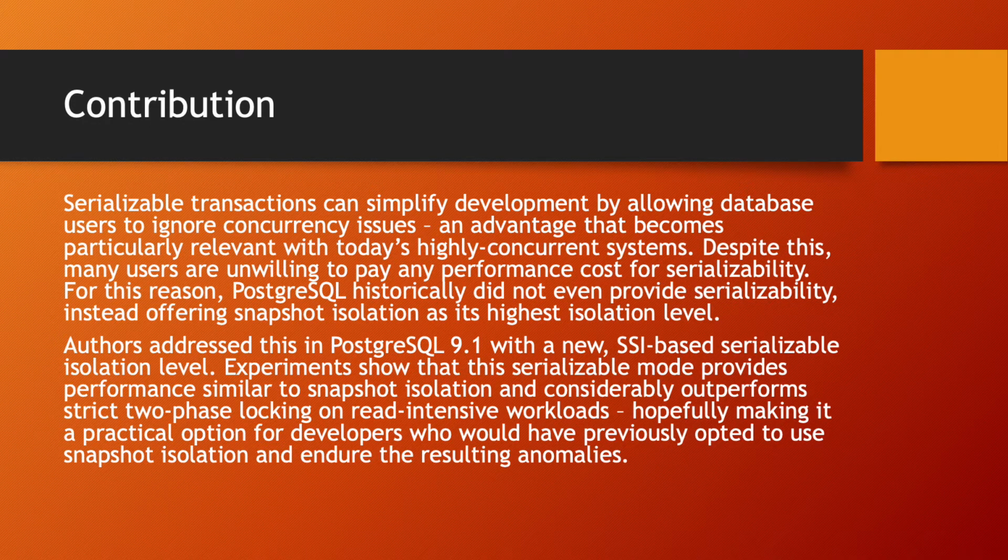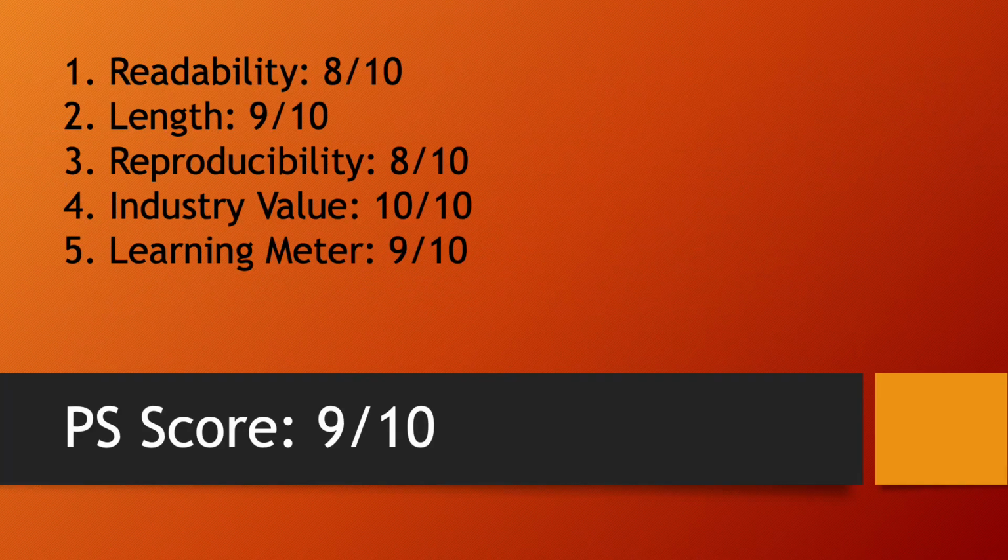Experiments show that this serializable mode provides performance similar to snapshot isolation and considerably outperforms strict two-phase locking on read-intensive workloads, hopefully making it a practical option for developers who would have previously opted to use snapshot isolation and endure the resulting anomalies. Now let's give this paper a PS score.